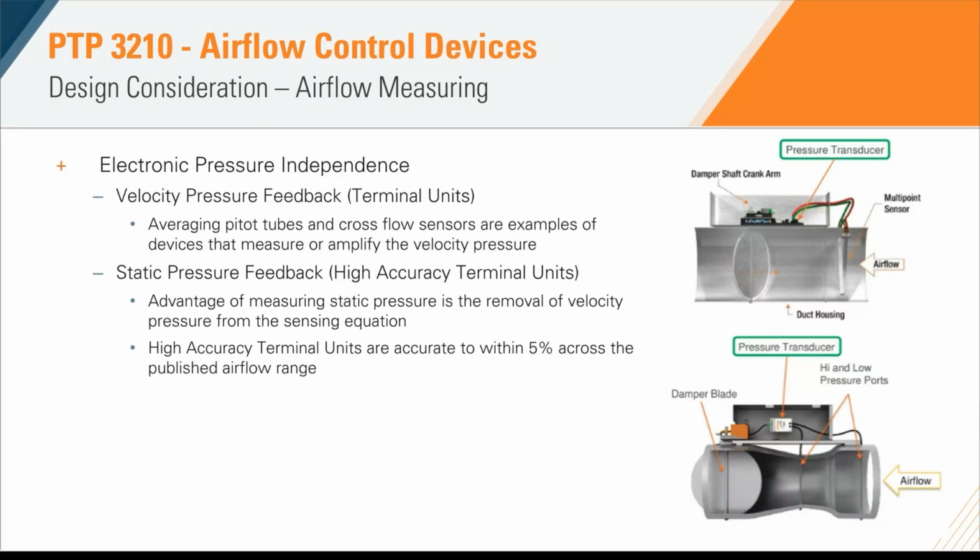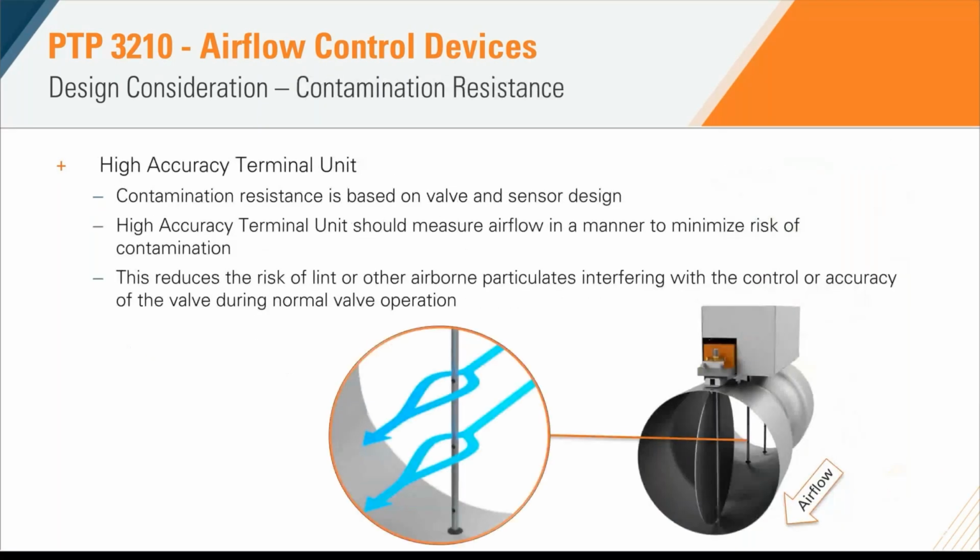So the next design consideration we're going to cover is contamination resistance. As mentioned earlier, being able to minimize the risk of sensor fouling during normal operation is important, since these technologies are typically being applied in those critical applications. So contamination resistance will be inherent based off of the valve and sensor design. Ideally, the high accuracy terminal unit that's being selected should be able to measure airflow in a manner that helps minimize the risk of contamination.